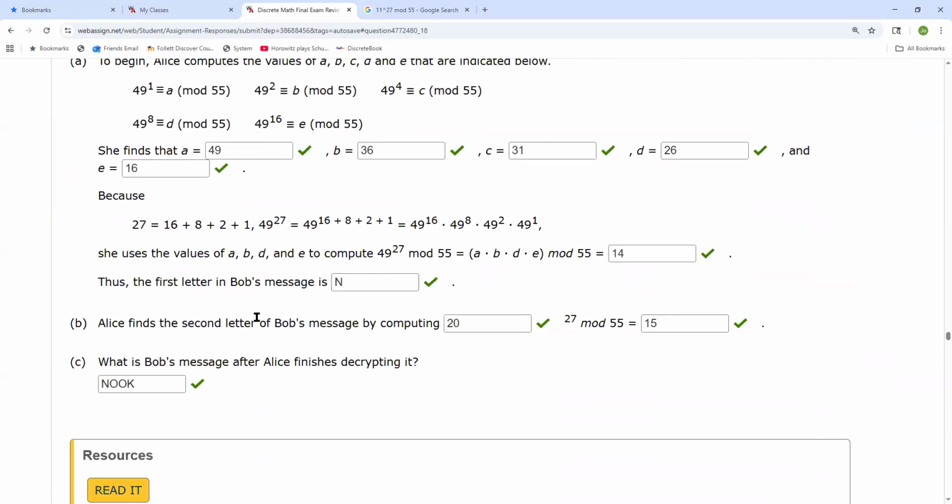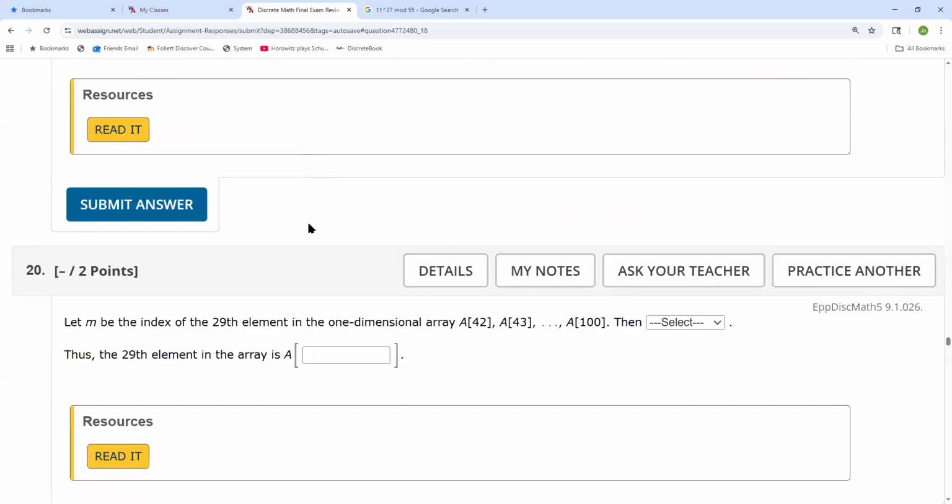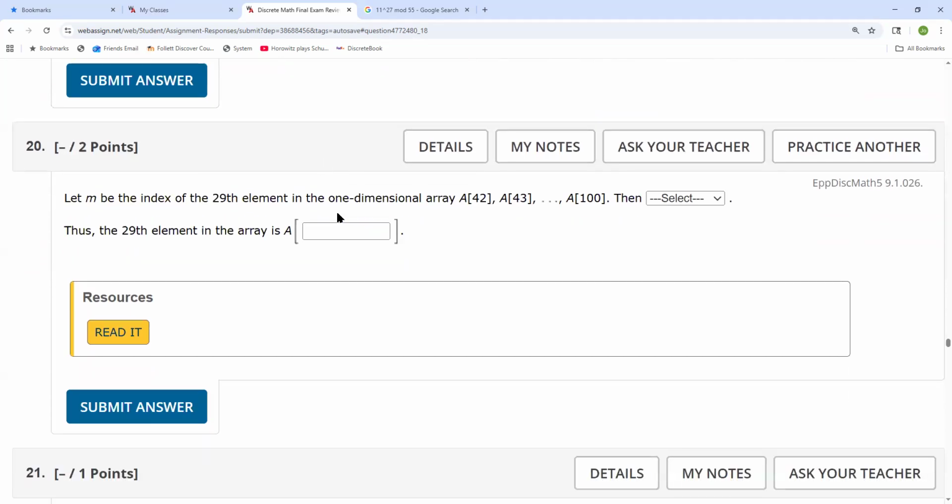Maybe this is an advertisement for Barnes and Noble's Nook. Have you ever heard of the Nook before from Barnes and Noble? It used to be an e-reader. I don't even know if it still exists or not. What? It does. Okay.